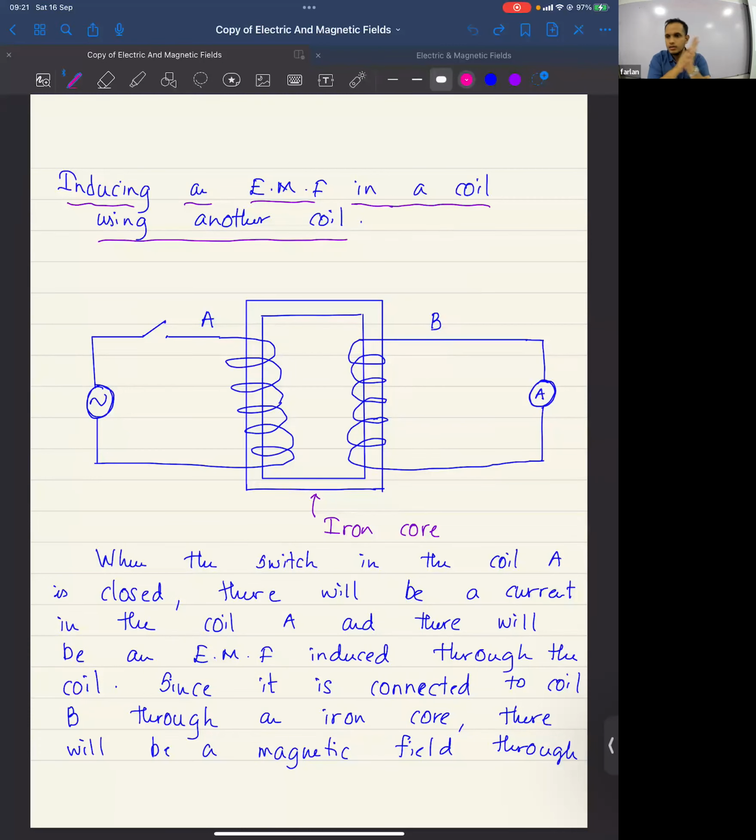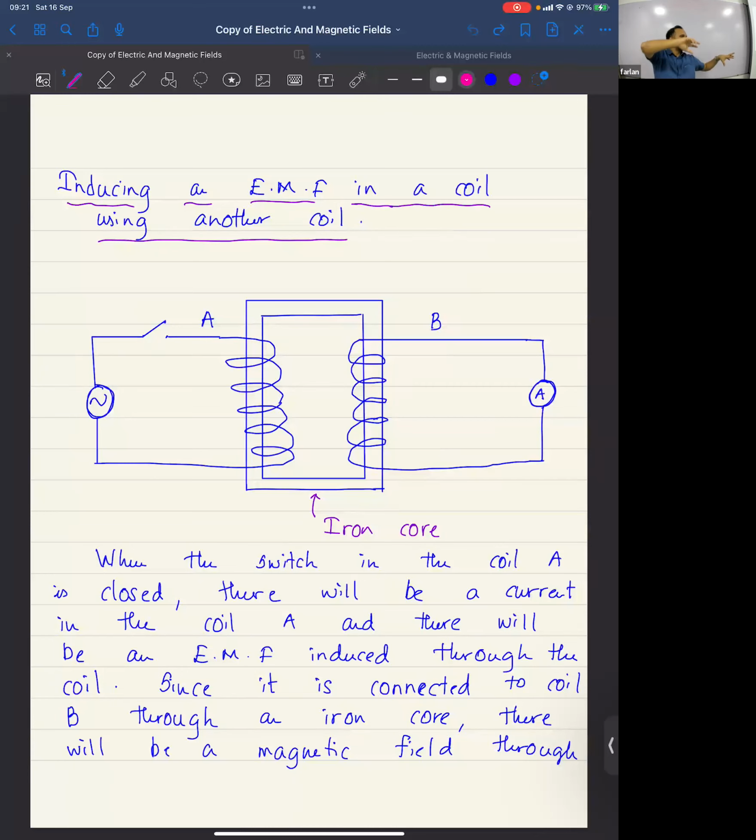Right, guys, now listen to me. You have done this at O levels. You have heard of transformers, right? Transformers are used for what? To increase or decrease voltage. There are two types of transformers: step up and step down transformers. In a step up transformer, voltage is increased. In a step down transformer, voltage is decreased.